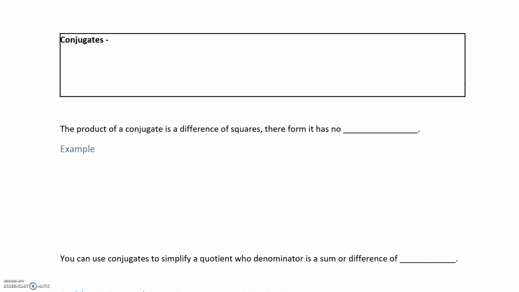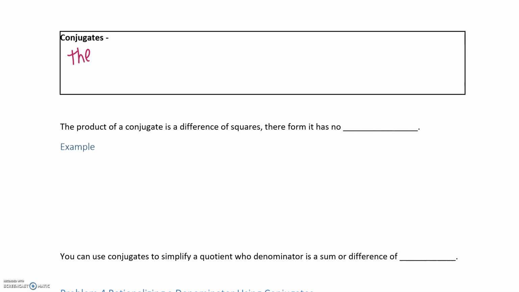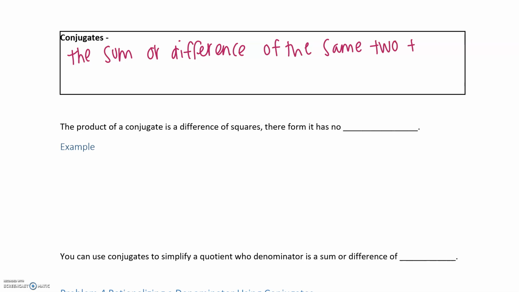Okay, so the last couple things that we're going to learn are about conjugates. A conjugate is the sum or difference of the same two terms. The product of a conjugate is the difference of squares, which means that there's going to be no radicals left. So we did a little bit with difference of squares, but not too much.